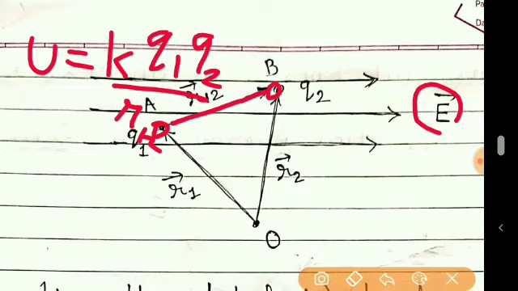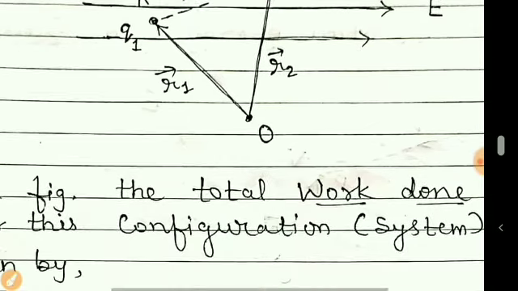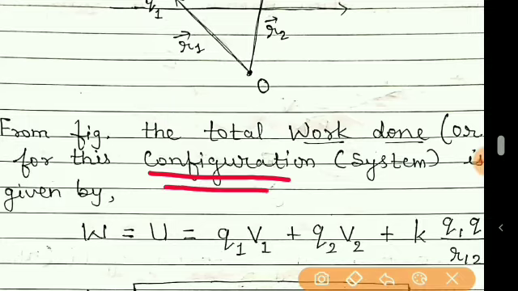So we got three potential energies. First, for the charge in an electric field. Second, for this charge in an electric field. And third, between the two charges. And so if we add these three potential energies, we get the total potential energy of this type of configuration or system.